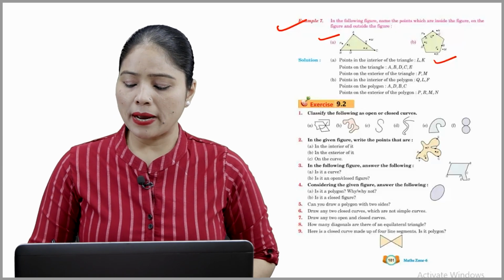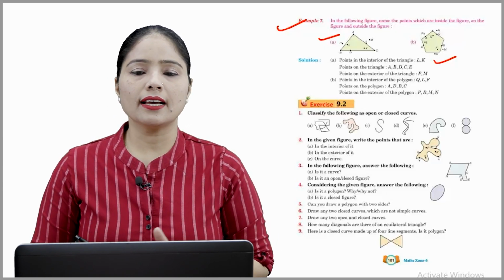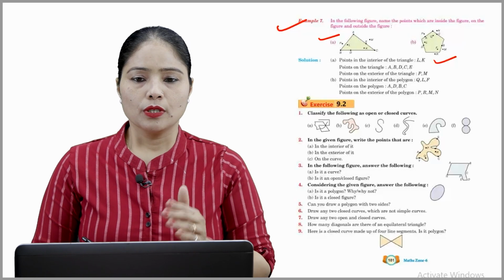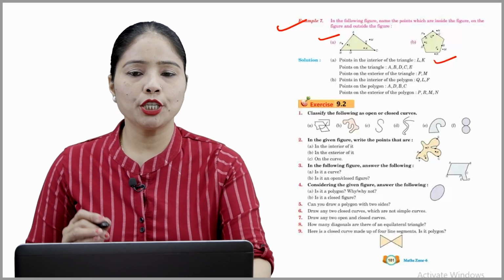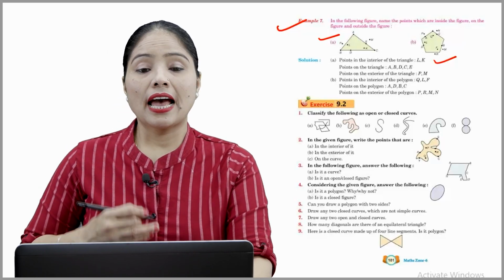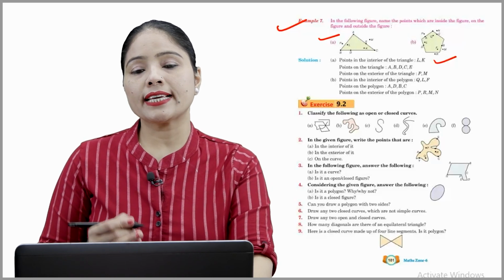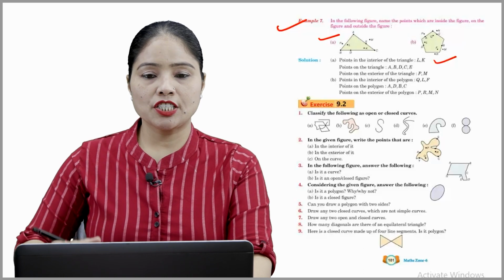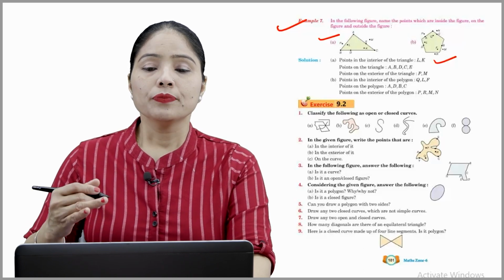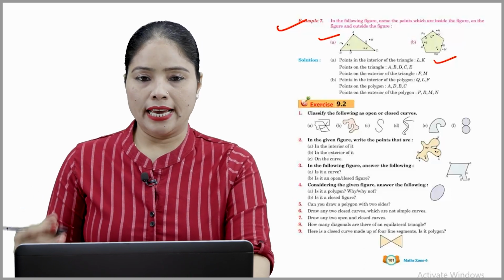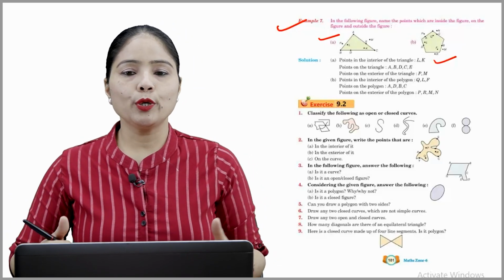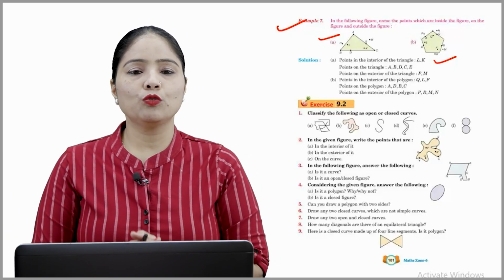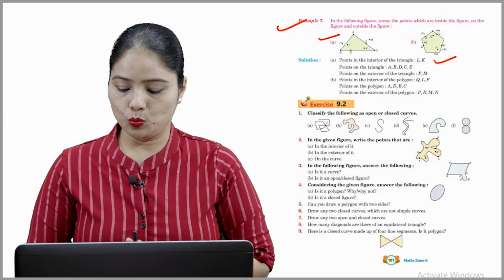Okay. And B part is points in the interior of the polygon. Which points are inside the polygon? Q, L and F. And which points are on the polygon? A, B, C and D. And which points are in the exterior? P, R, M and N. Okay beta, I hope you understood well. So now move on to exercise 9.2.